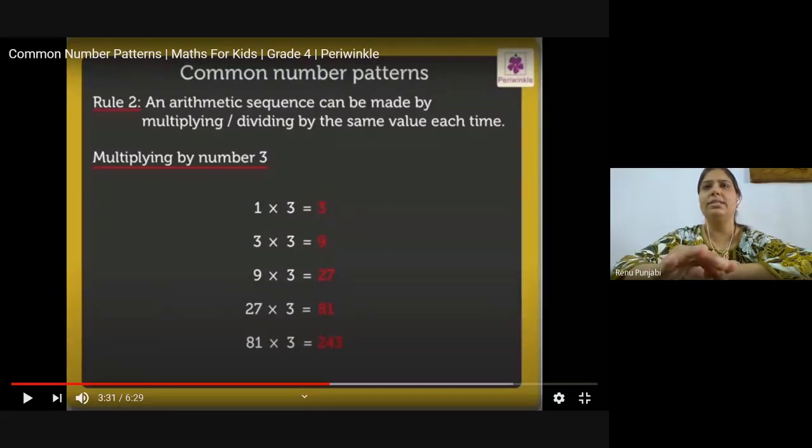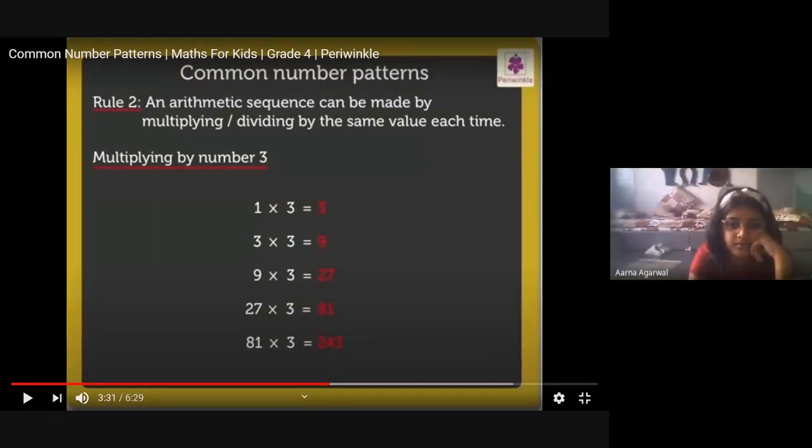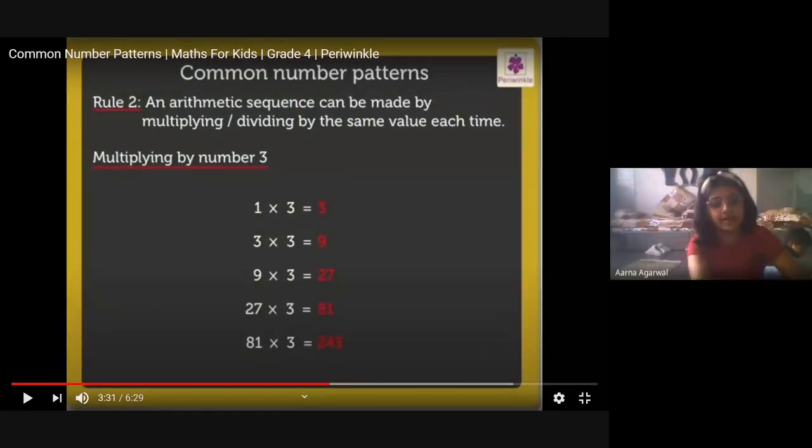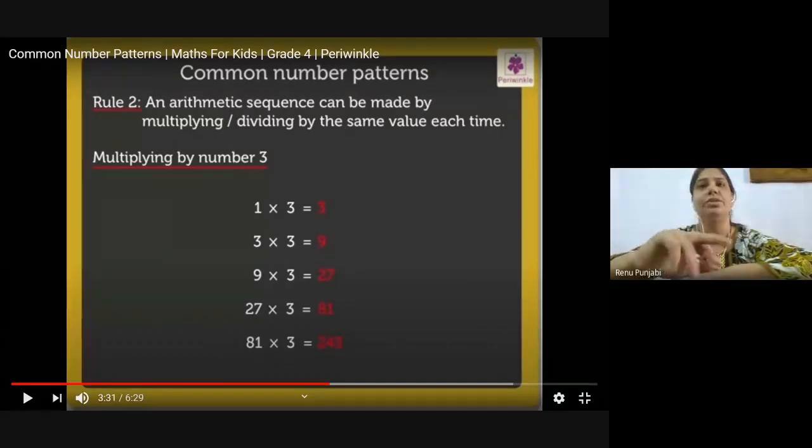Now I will ask this example from one child. Arna Agarwal. Yes, ma'am. Can you give me one example of multiplications? Multiplication of 2 also you can use. Multiplication of 3 also you can use. And tell me.